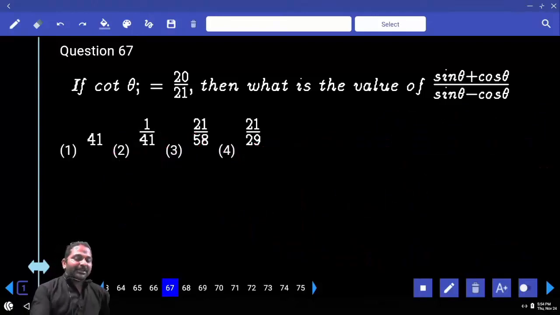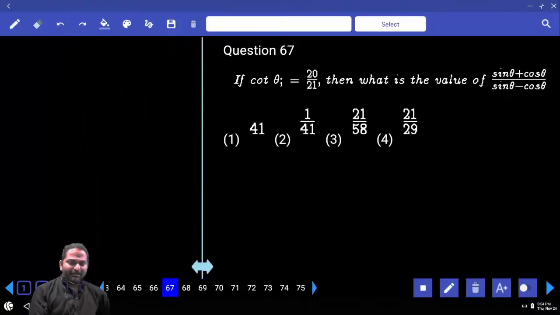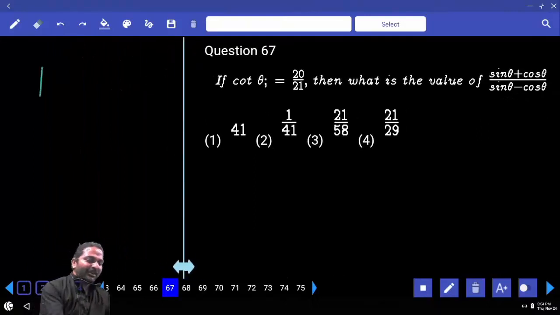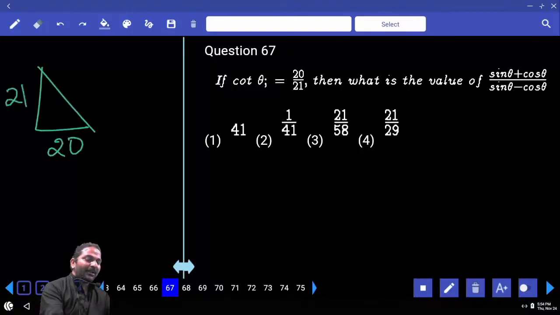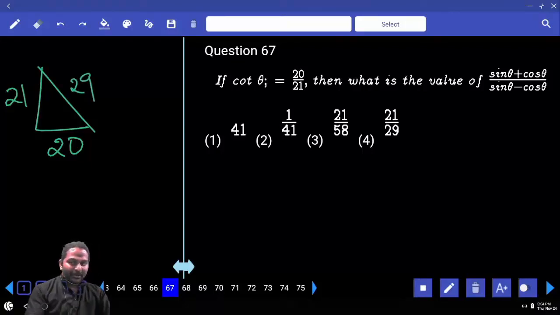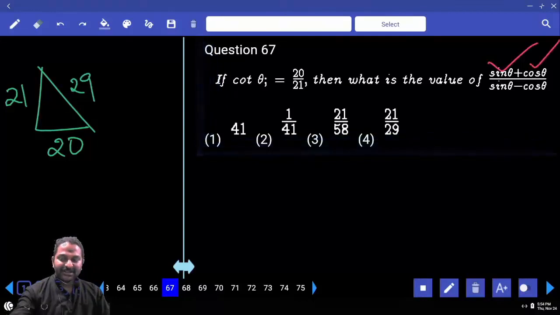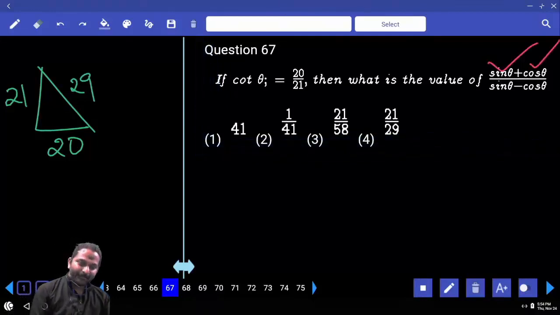What do you mean by cot theta? See, we have so many ways to answer this question. You can form the triangle. Come on, cot theta is 20 by 21, and you can find out the hypotenuse, correct? Under root of 400 plus 441, that is the square root of 841, which is 29. Using this we can know sin theta, cos theta, and then we can substitute, correct?